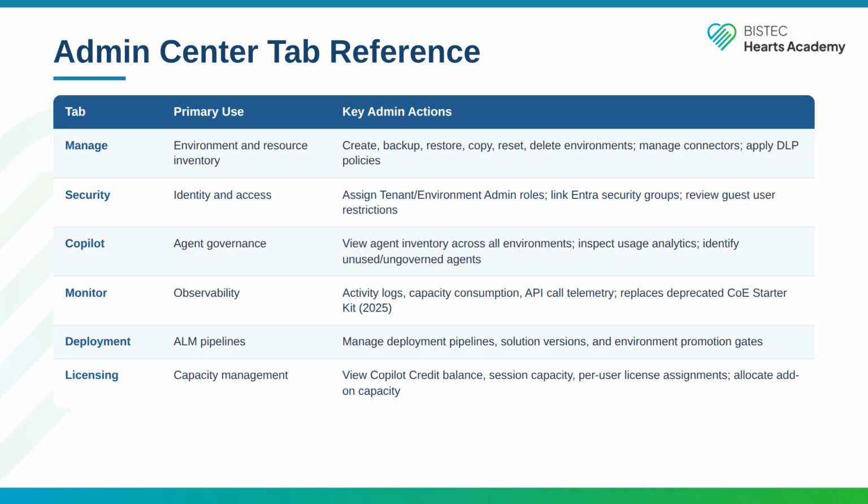The governance layer for your agent release process. Licensing is capacity management, Copilot credit balance, session capacity, per-user license assignments, and add-on capacity allocation. If you are not checking this tab weekly in a production tenant, you are one bad quarter away from a Meridian-style incident.